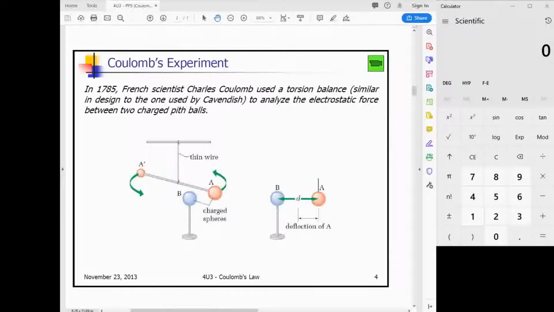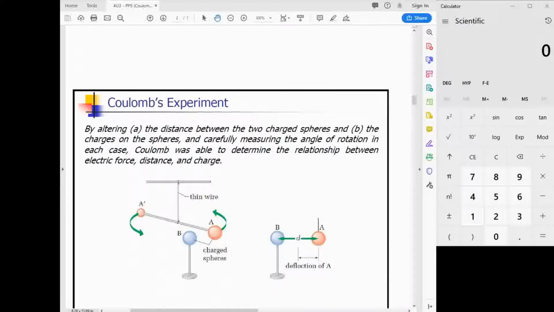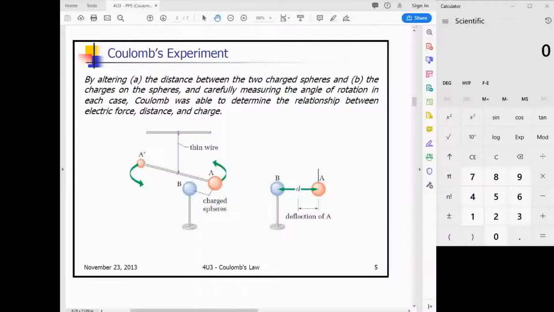And then he measured the deflection of the two spheres against the wire. Basically he knew what the electric force was by seeing what the deflection was. He set the charges, so he knew what his Q values were, and he set the distance. So he was able to isolate for a universal electric constant, or electrostatic constant. And this slide explains a little bit more of what I just said.